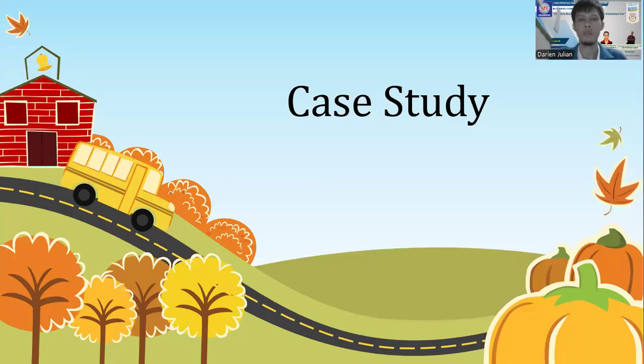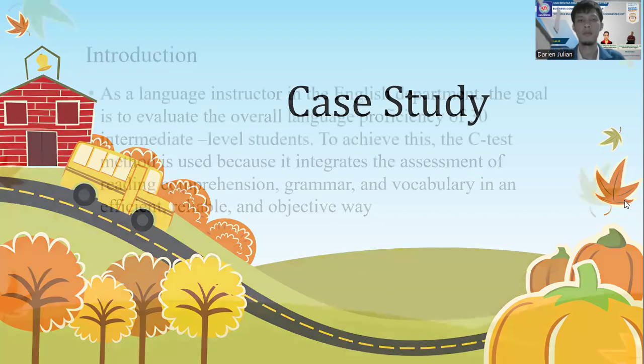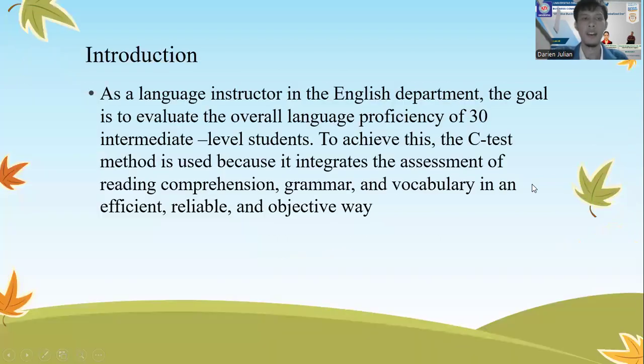Next, we move to case study. Introduction. As a language instructor in the English department, the goal is to evaluate the overall language proficiency of 30 intermediate level students. To achieve this, the C-test method is used because it integrates the assessment of reading comprehension, grammar, and vocabulary in an efficient, reliable, and objective way.